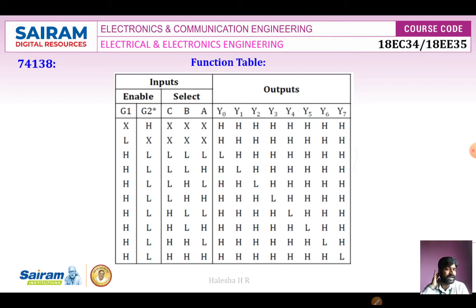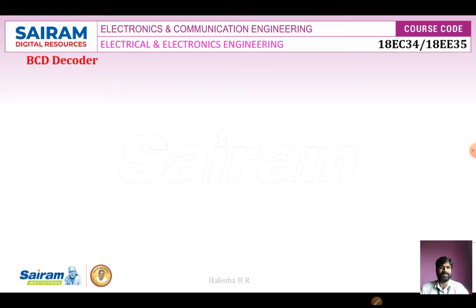Again, here L means 0, H means 1. So this is the function table of 74138. Remember, it is a 3 to 8 decoder or 8 to 1 demultiplexer with 3 select inputs. Okay. So now let's see BCD decoder.